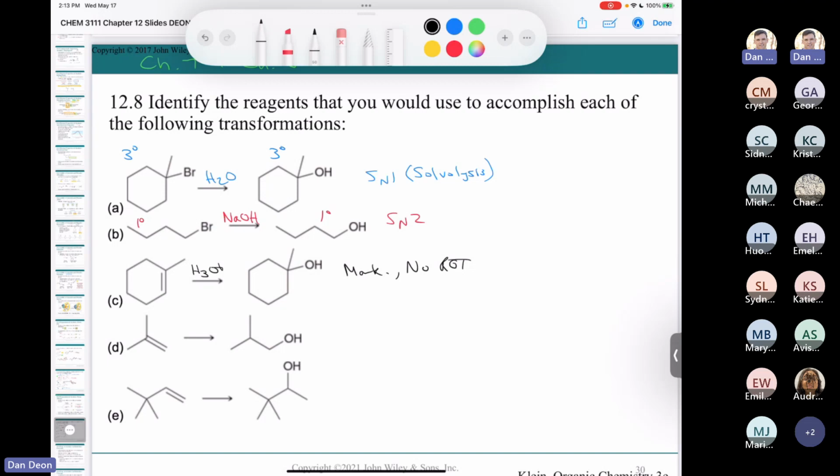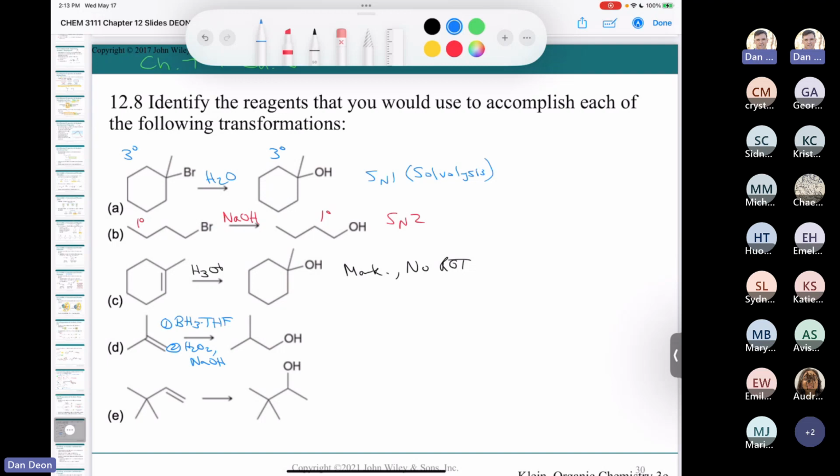The next one is an anti-Markovnikov addition. So for that, you need hydroboration oxidation. So we'll put BH3 and THF, followed by peroxides, sodium hydroxide. And the last one is a Markovnikov addition, but would this be susceptible to a rearrangement, the last one? If you were to protonate E, could it do a rearrangement?